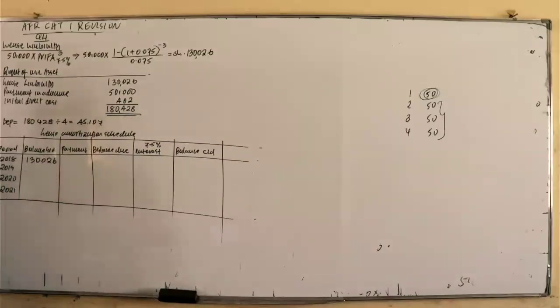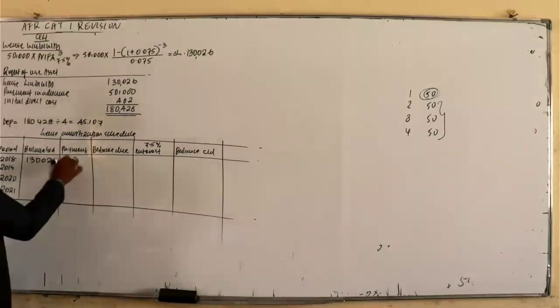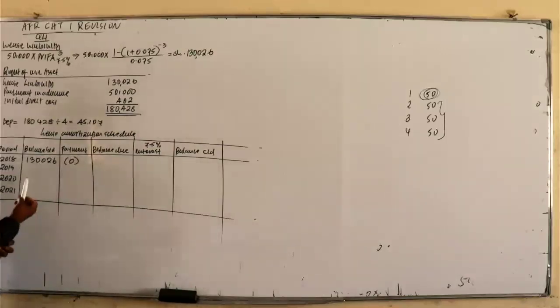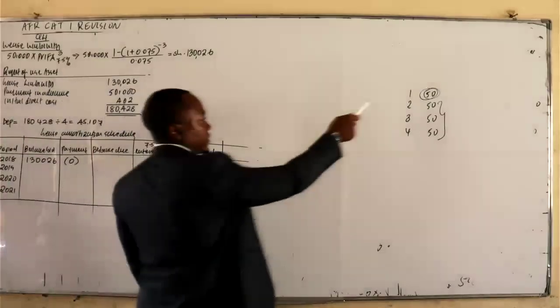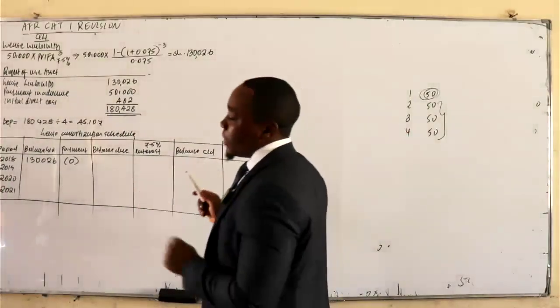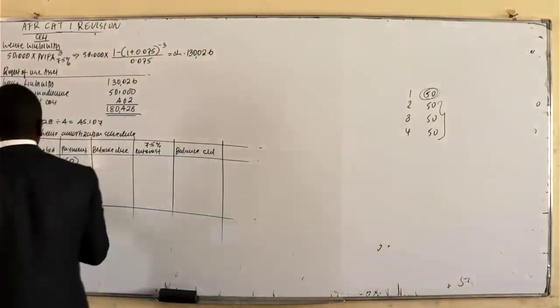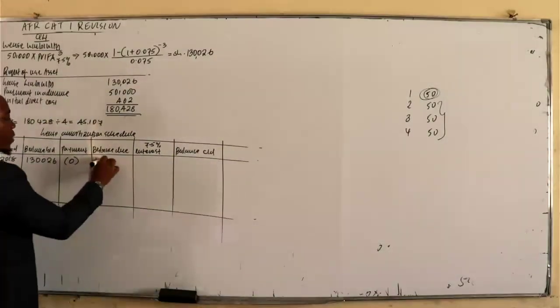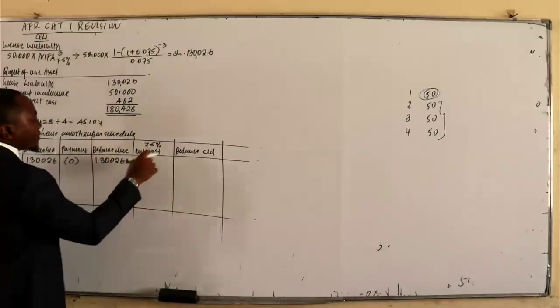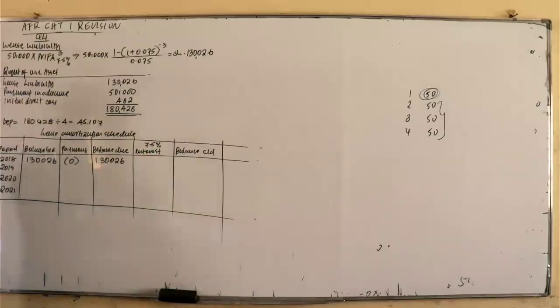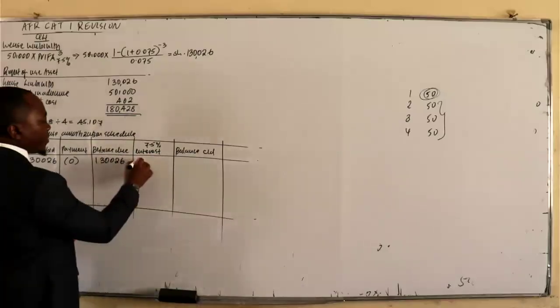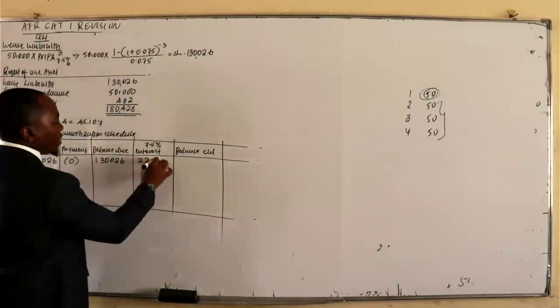130,026. Then the payment, we are paying in advance. How much is the payment? 0. The first period is 0 because this 130, we had already paid this 50. So it's no longer a liability. So in the first period, we are not making any other payment. Therefore, the balance will be 130,026. This will accrue an interest at the rate of 7.5%.